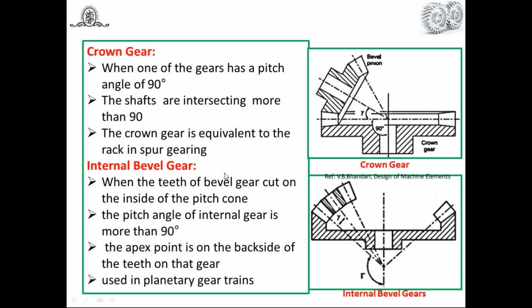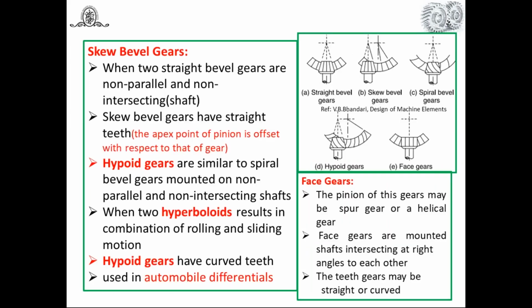Again here, in the internal bevel gear, teeth of the bevel gear are cut on the inside of the pitch cone. Inside the pitch cone means teeth are cut here. Look at the arrow or the cursor. You will find here teeth are cut, and this is the missing pinion gear or bevel pinion. Again, the internal bevel gears are used in planetary gear trains. Planetary gear trains. Now let us see another classification.